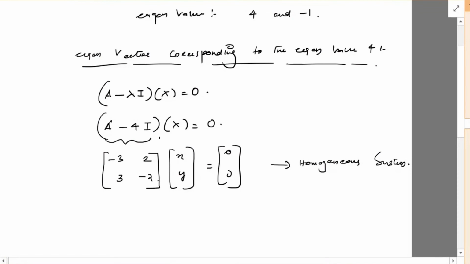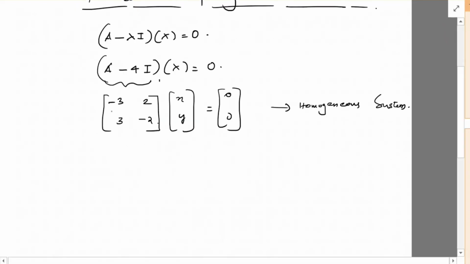So find the solution of this homogeneous system. We know how to find the solution of a homogeneous system. We have to write the coefficient matrix and reduce it into echelon form. Here the coefficient matrix is minus 3, 2, 3, minus 2. So now reduce this into echelon form. Which operation can we apply?